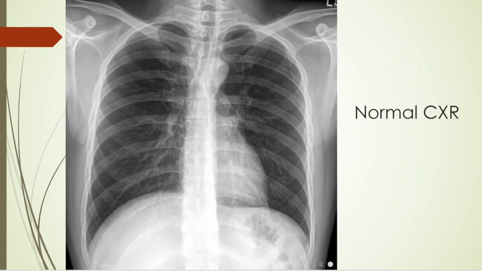All right, so here's a normal chest x-ray. And I'll go over the ABCDE method here real quick. Get that off, the little something on the screen there. So start with A, airways. And here you can see the trachea coming down.